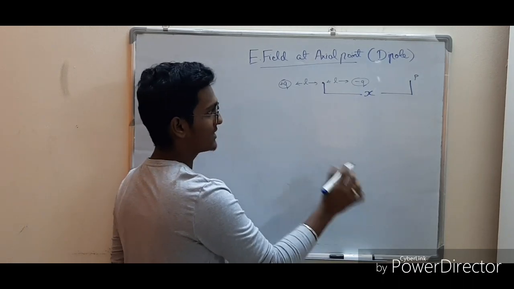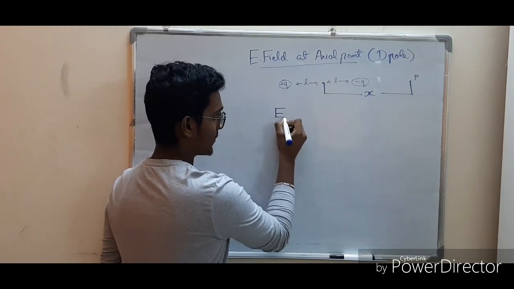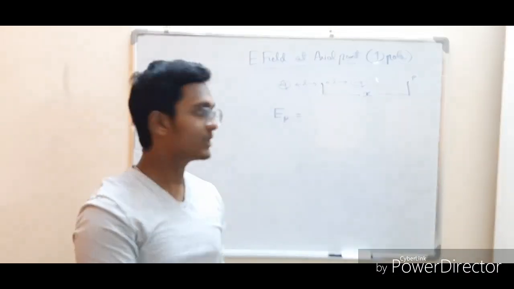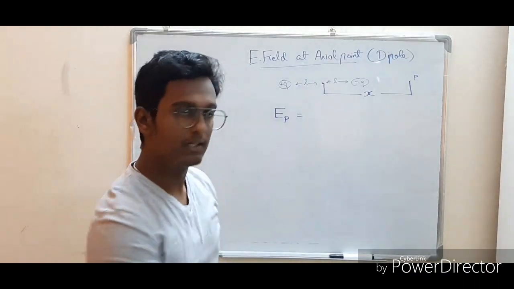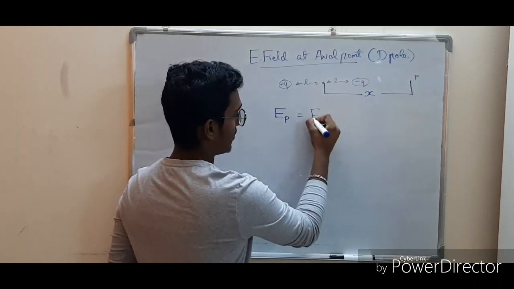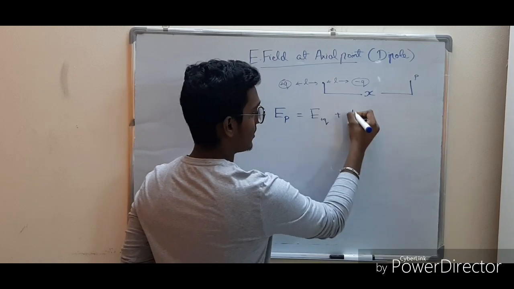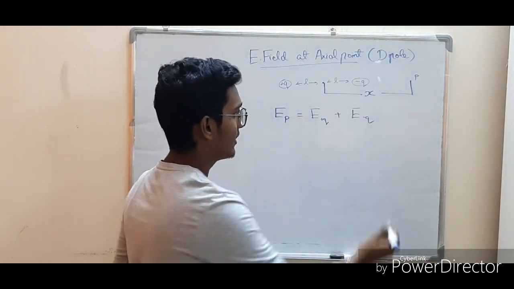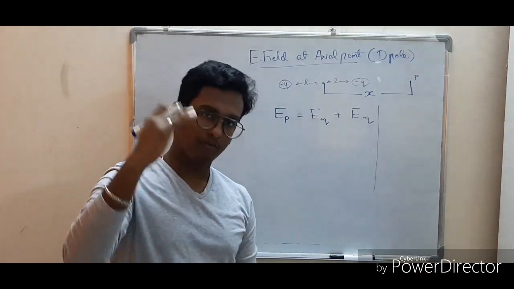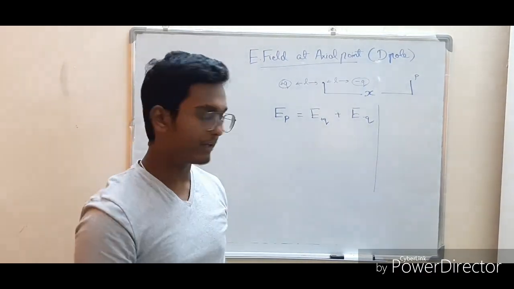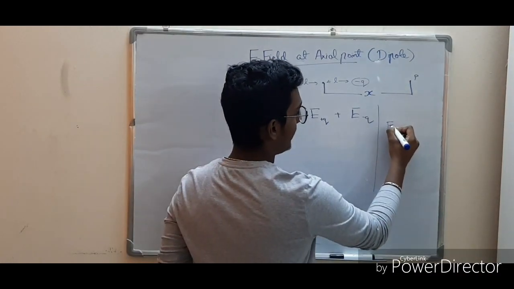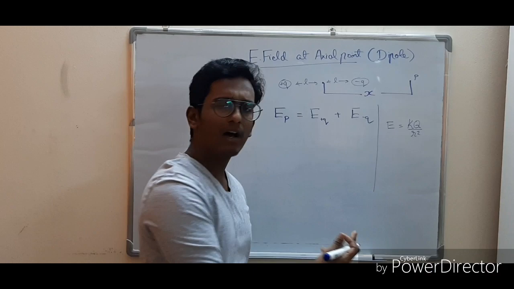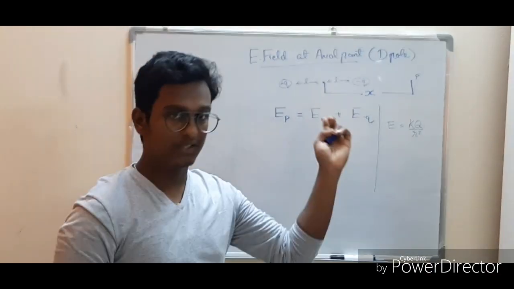The first step is that the electric field at this point P is the sum of the contributions of these two separate charges. So it's the electric field due to the positive charge plus the electric field due to the negative charge. We know the formula for electric field, right? Electric field is the force divided by the charge, F by q. So electric field is going to be kQ by r square, where r is the distance. You have to be careful when you take the distance.